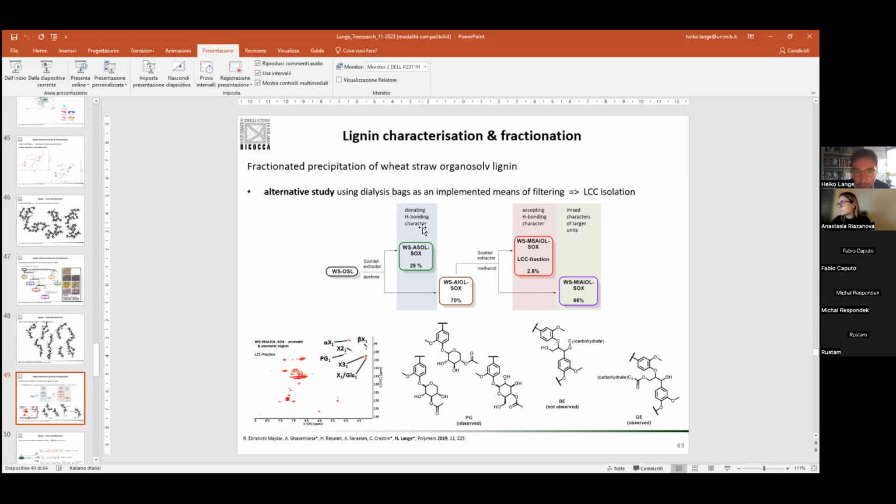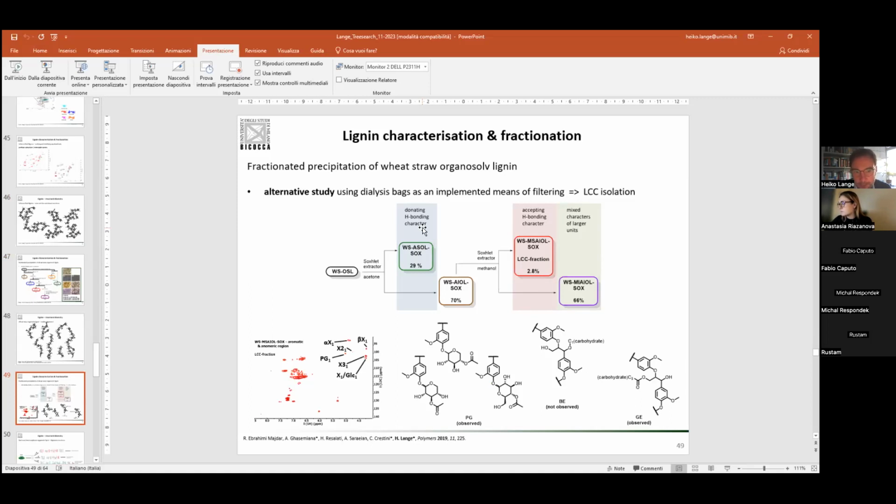Because I suppose, for example, with acidic fractionation, it can also interfere and change the structure. So probably not the best way to do the fractionation. So solvents and then dialysis bags, I guess. Well, yeah, dialysis bags.